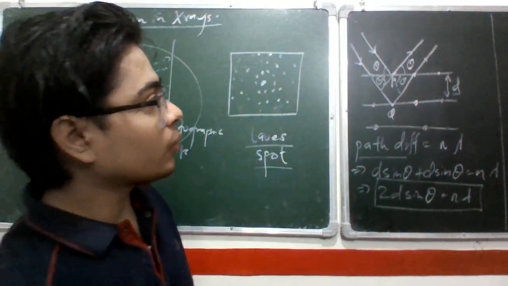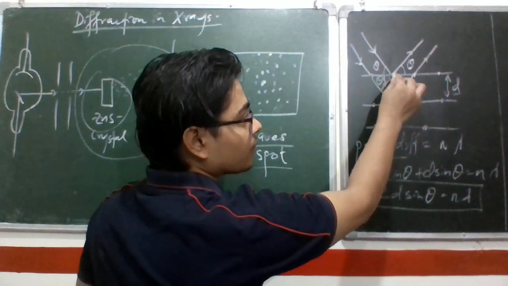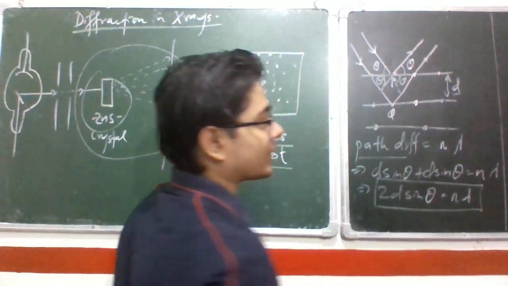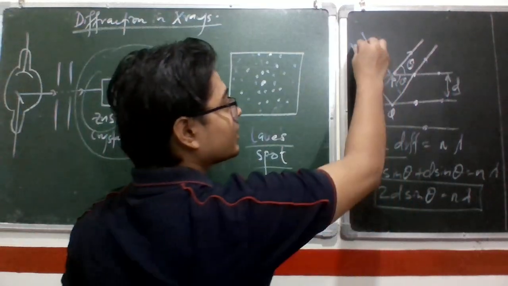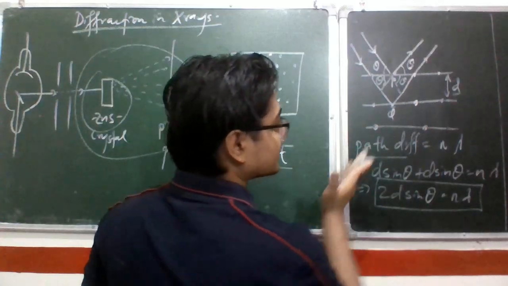Let's suppose we have an X-ray and it strikes this atom P and diffracts or reflects. Similarly, we have another X-ray which strikes the atom P and it reflects.